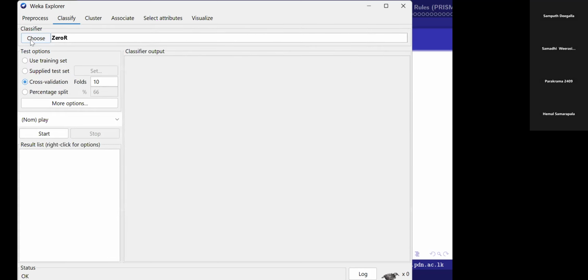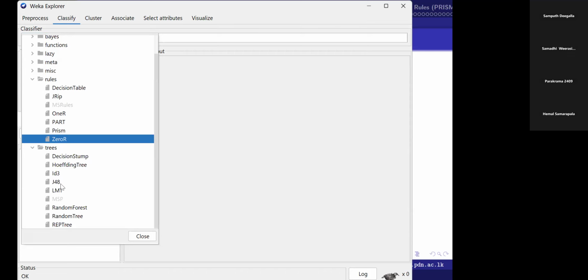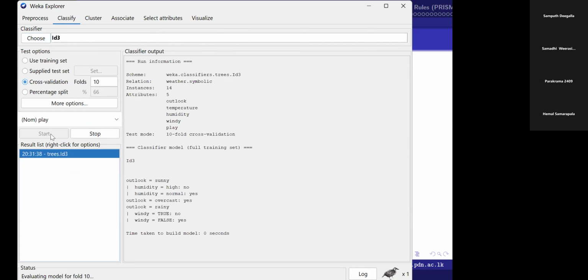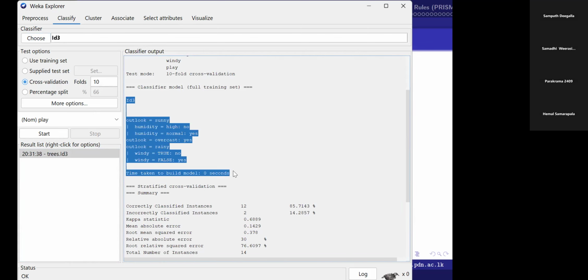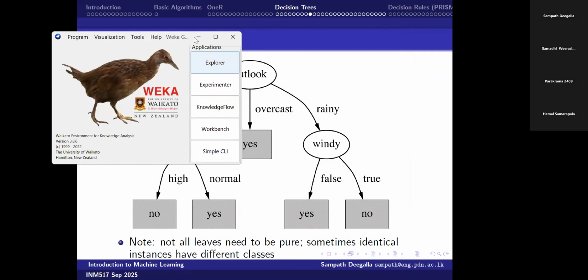You go to classify, click classifier. Now under the trees, you should see ID3. Now click start and you should observe the outcome like this. Okay, with that said, let's go back to the theory part.